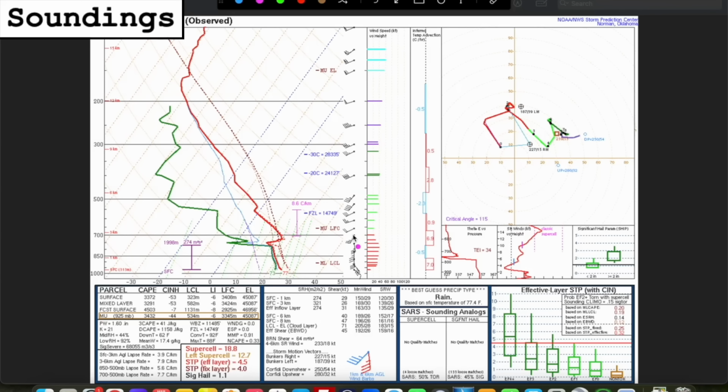So again, just to summarize here, we want that parcel trace to be to the right of the temperature profile throughout the entire atmosphere. And we don't want to see any capping left once storms are able to initiate. But capping can be good early on in the event, through the morning and into the part of the afternoon, to help build more and more instability in the environment.